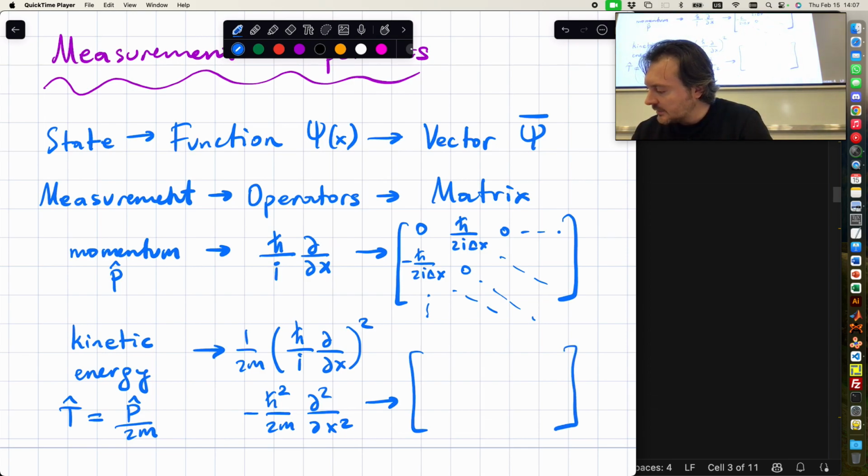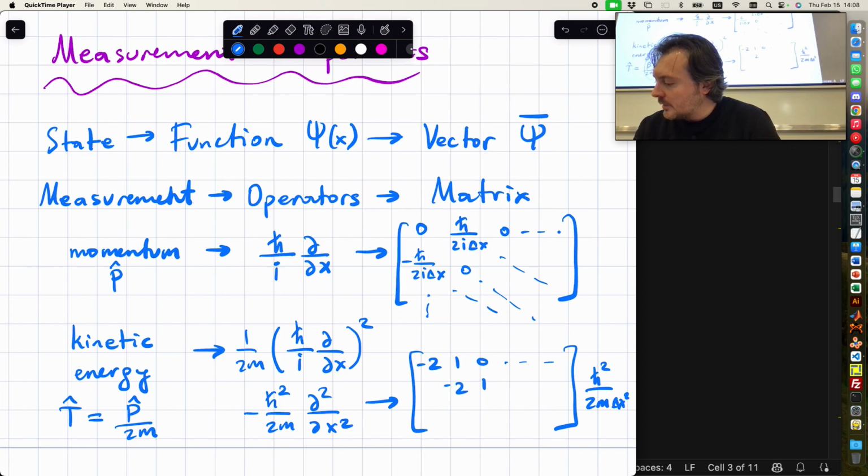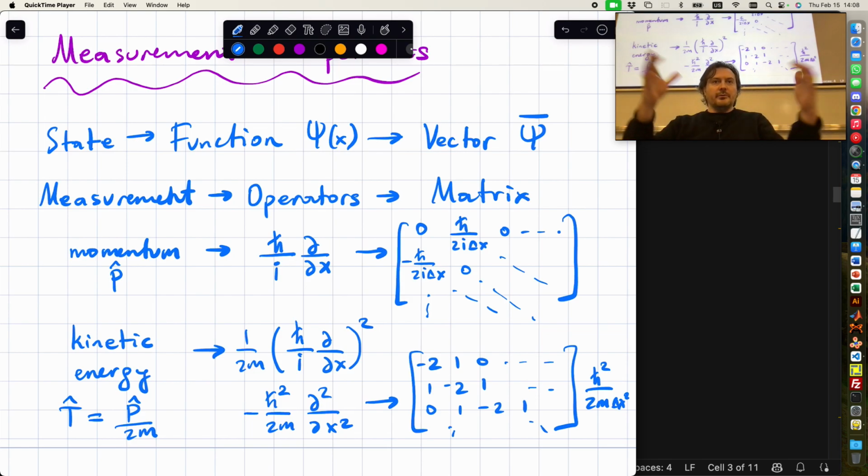Let me just write it like this: h bar squared over 2m delta x squared. And then inside you have, let me think, minus 2, 1, 0, dot dot dot, then 1, minus 2, 1, 0, and 0, 1, minus 2, 1, dot dot dot. This is, of course, the first order, the 3-point stencil, but it is a matrix. Good?